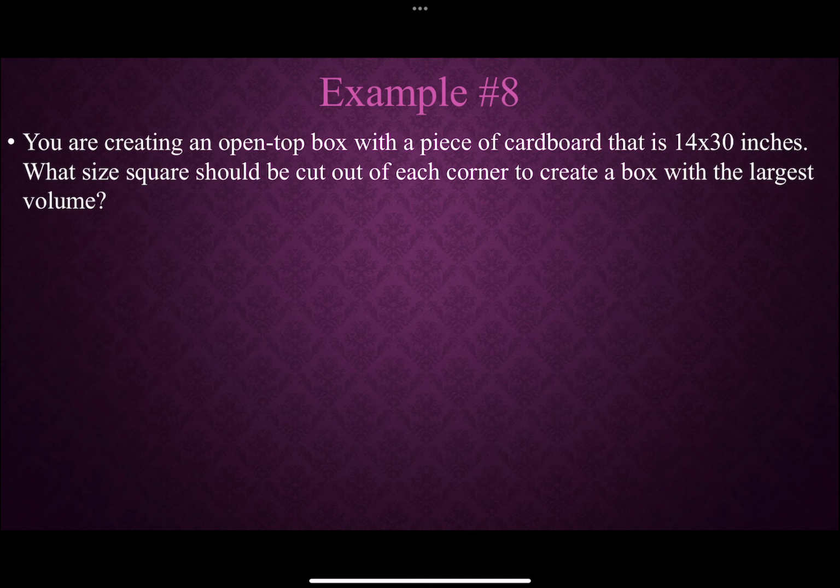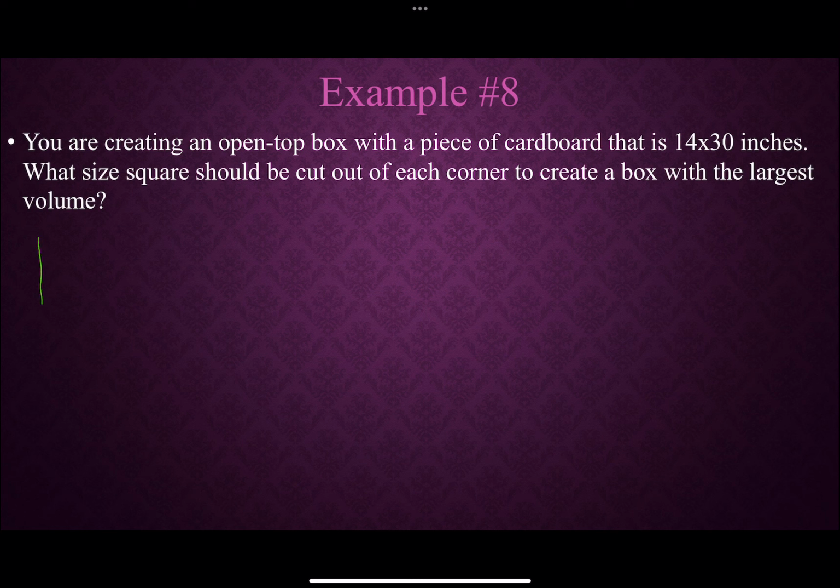All right, you listened to me for 7 examples. Let's do one more, and then you're done listening to me for this. So we're creating an open-top box with a piece of cardboard that is 14 by 30 inches. So we have a 2-dimensional piece of cardboard, and we're going to make it into a 3-dimensional shape by cutting out squares in the corners so we can fold it upward.